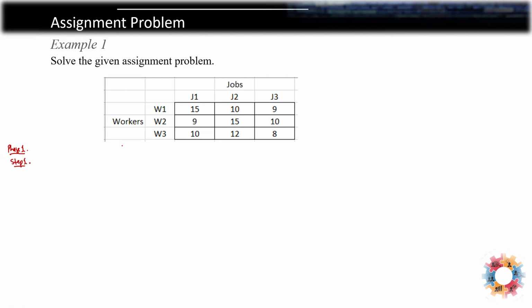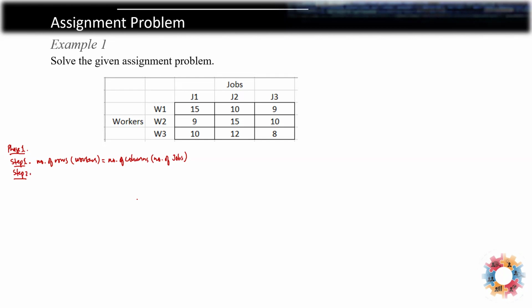Step number 1 is making sure that the number of rows is equal to the number of columns. That's okay, right? The number of rows, for the number of workers, is equal to the number of columns, or the number of jobs.